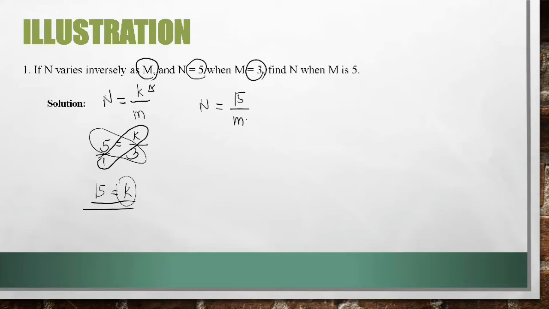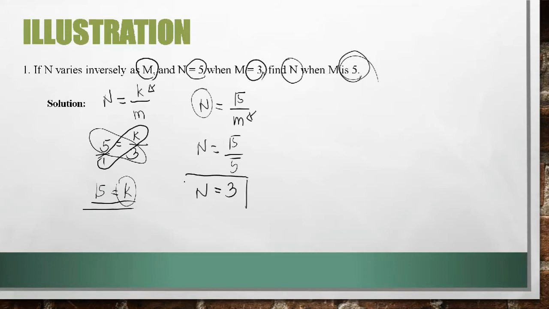So now we have the equation of variation which we can use to find the missing variable n when m is equal to 5. So ang hinahanap natin is n, at eto yung given natin, 5. So n is equal to 15 over the value of m, which is 5, and solving this, n is equal to 3. So therefore, our missing variable n is 3.